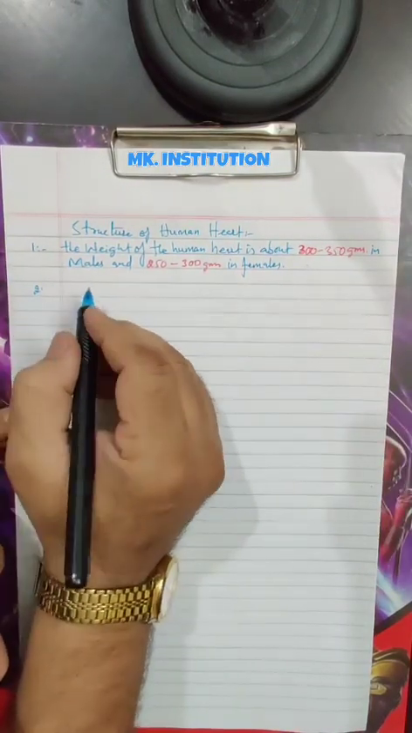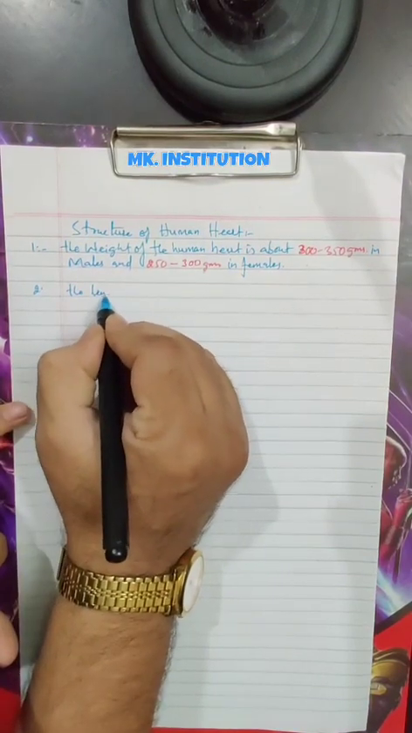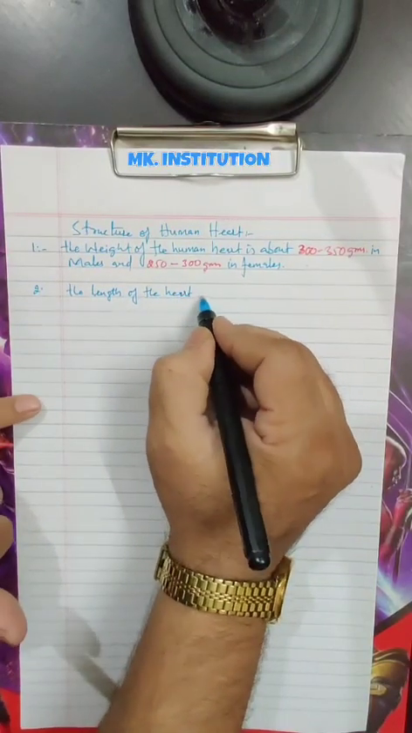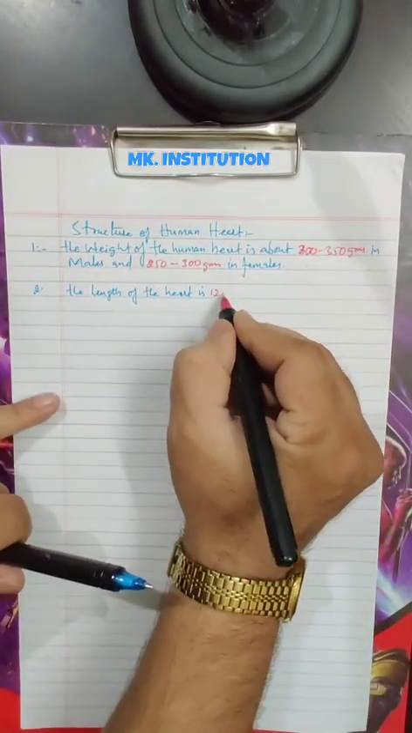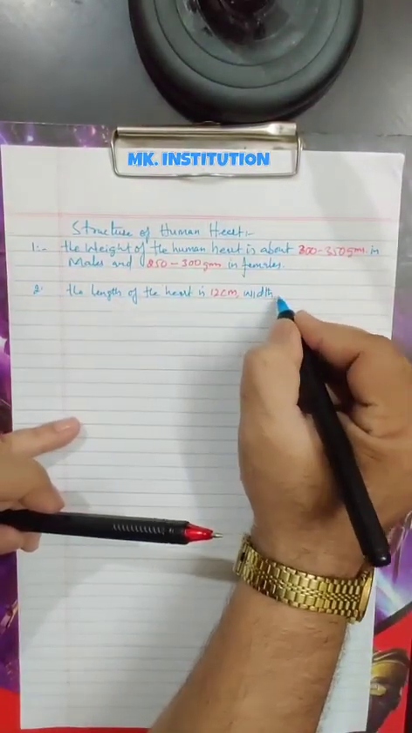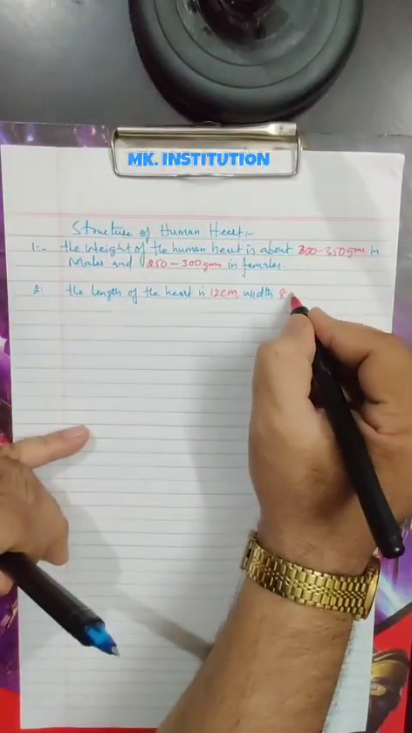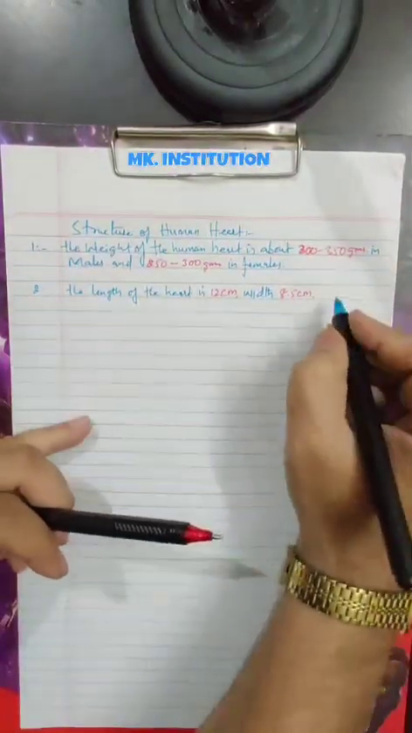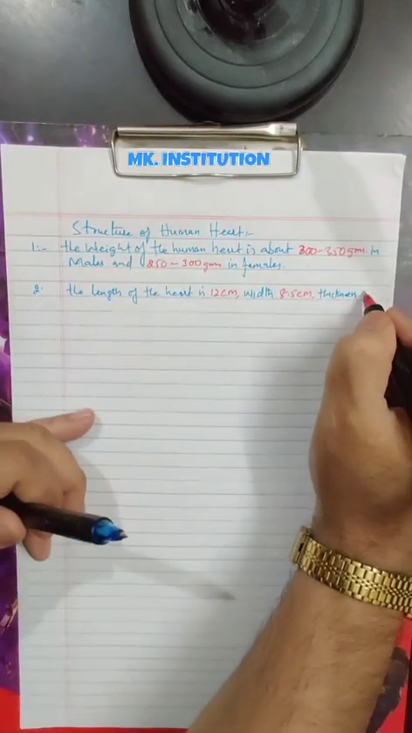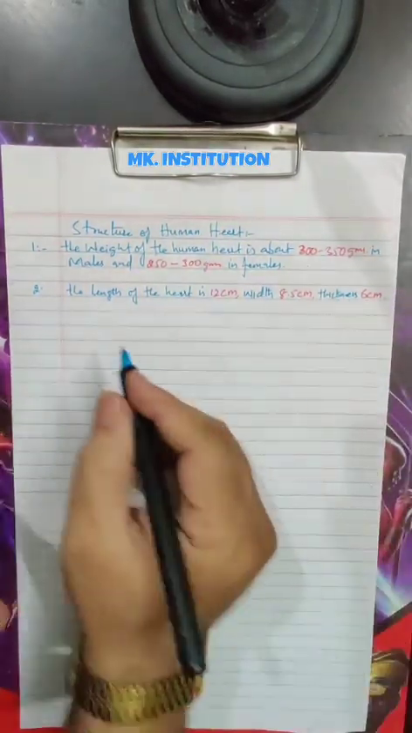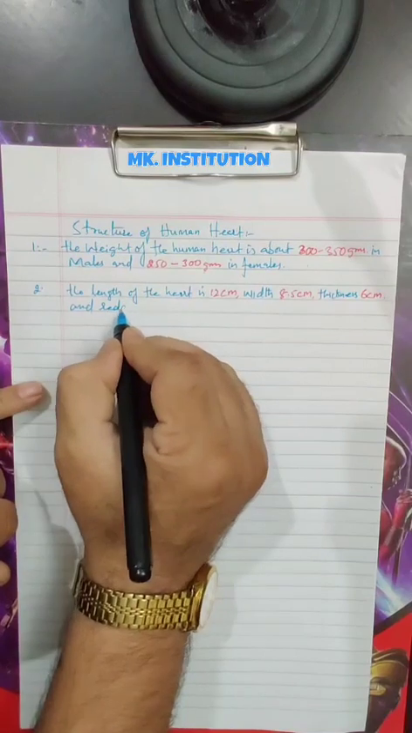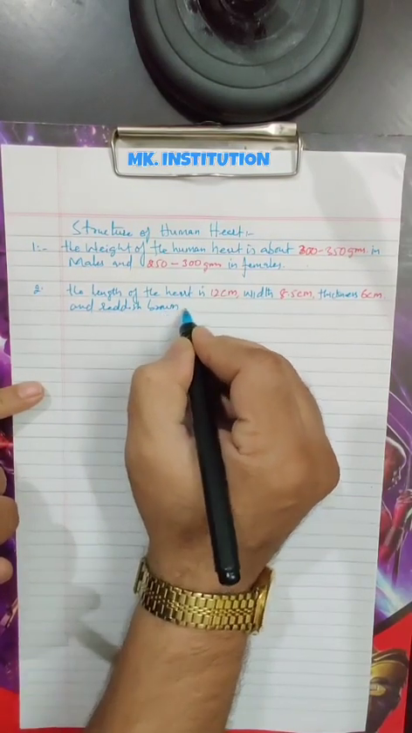Second point, the length of the heart. The length of the heart is about 12 centimeter, and width about 8.5 centimeter, and thickness is about 6 centimeter, and the color of the heart is reddish brown in color.